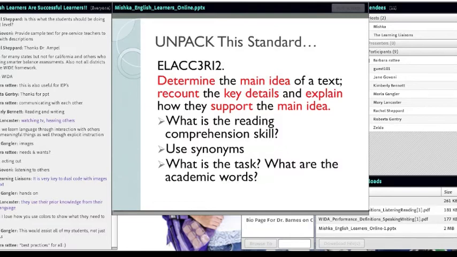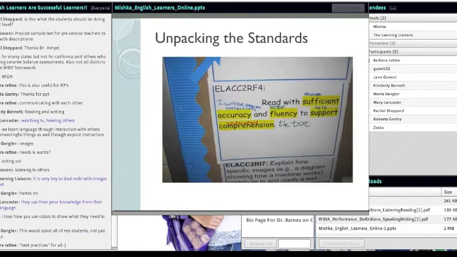All right, so this is another one. When you're unpacking a standard, you have to look at what the reading comprehension skill is. You have to use a synonym, and you have to know what the task is. Okay, so I have an example. Now, this is an example of unpacking the standard, and in this case, the students actually did it. If you can train them, they will actually do it. You introduce the standard to them, you explain what it is, and then they actually go up there, I did this on the smart board, and they actually wrote a synonym next to the actual standard.